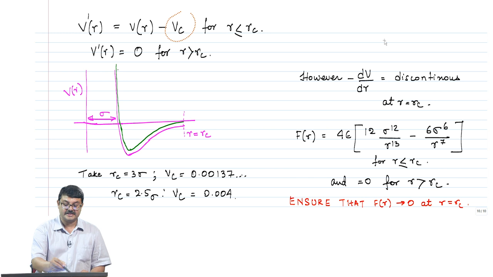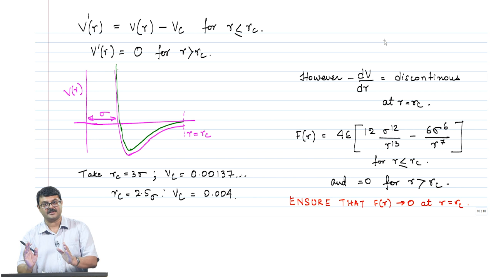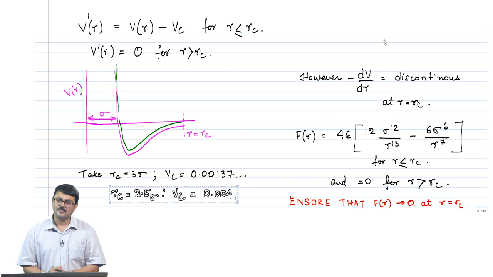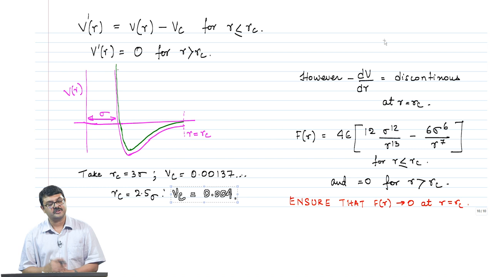You fix the cutoff right at the beginning of the code and shift the potential. You could as well have chosen R C equal to 2.5 sigma. What would be the advantage? You have to calculate the interaction between the particle of interest and its neighboring particles over a shorter distance, so you will have a smaller number of neighbors to calculate with, and the corresponding V C is rather small, 0.004.